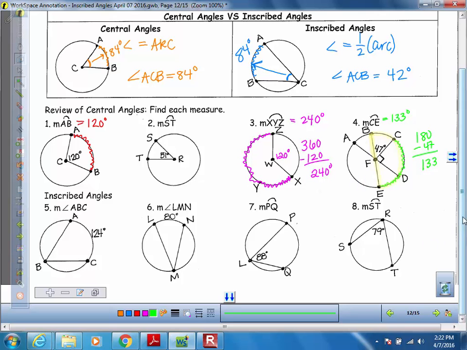Okay. Now let's look at some inscribed angles. So in number 5, we're looking for angle ABC, which is this angle right here. How would I go about finding that?